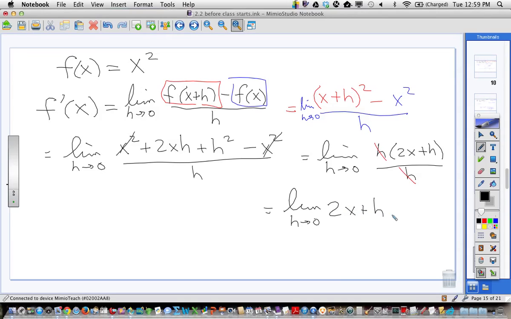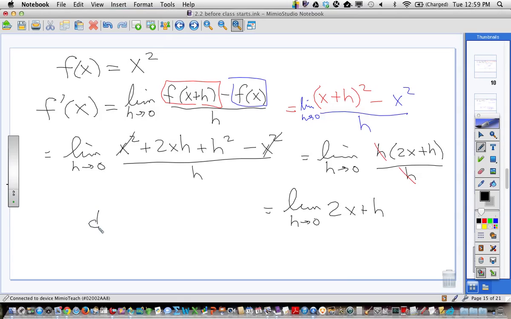And what does that mean? The derivative of x squared is 2x. As h approaches 0, if the 2 points could become 1, the slope is 2x plus whatever h is. As h gets closer to 0, that gets closer to 2x. If the 2 points ever could become 1, h would be 0. The slope would be 2x. So the slope of any tangent line is 2x.